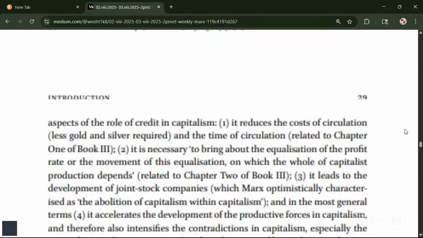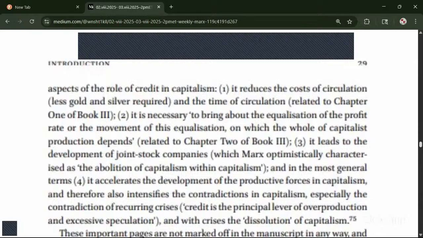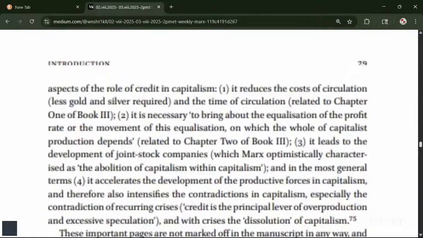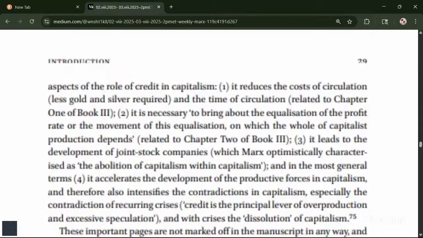And in the most general terms, number 4, it accelerates the development of the productive forces in capitalism and therefore also intensifies the contradictions in capitalism, especially the contradiction of recurring crises. That is, credit is the principal lever of overproduction and excessive speculation. And with crises also increases the dissolution of capitalism.